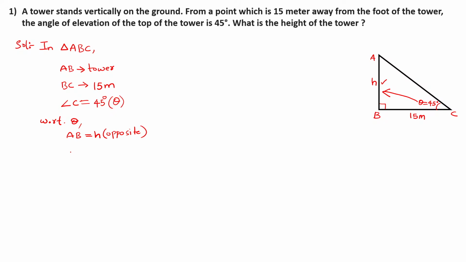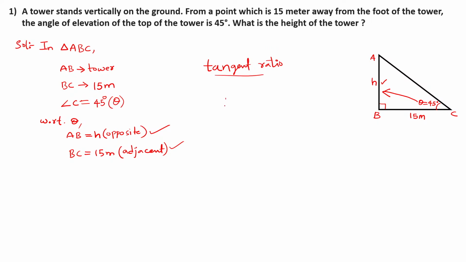Next, BC is equal to 15 meters will be the adjacent side. This you will learn in the trigonometry chapter. What is an acute angle, what are the opposite side and adjacent side to the acute angle, that you are supposed to learn in trigonometry. So now, since we have opposite and adjacent, we will consider the tangent ratio.